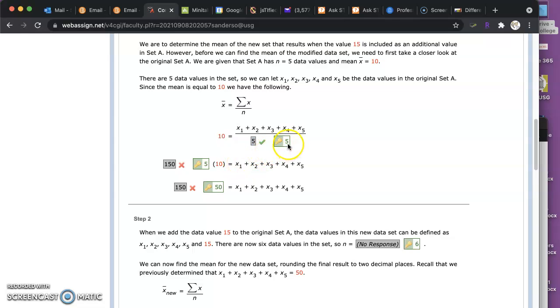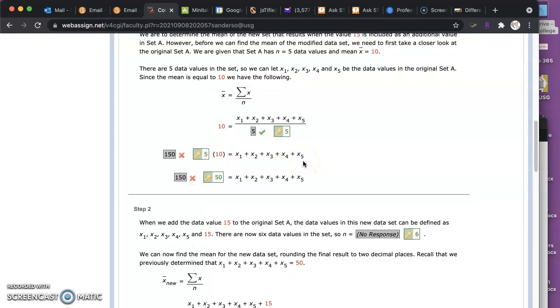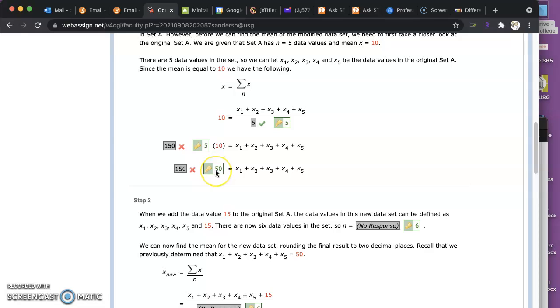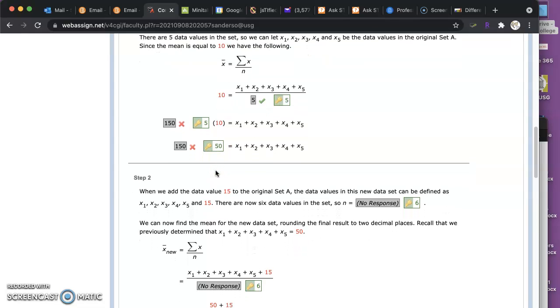Okay, once you do that, what they're asking for on this next step is, what they're trying to see if you can do is multiply both sides by 5. So the answer here should be 5 times your 10, or 10 times 5, equals those 5 numbers added together, and then 5 times 10 is 50.